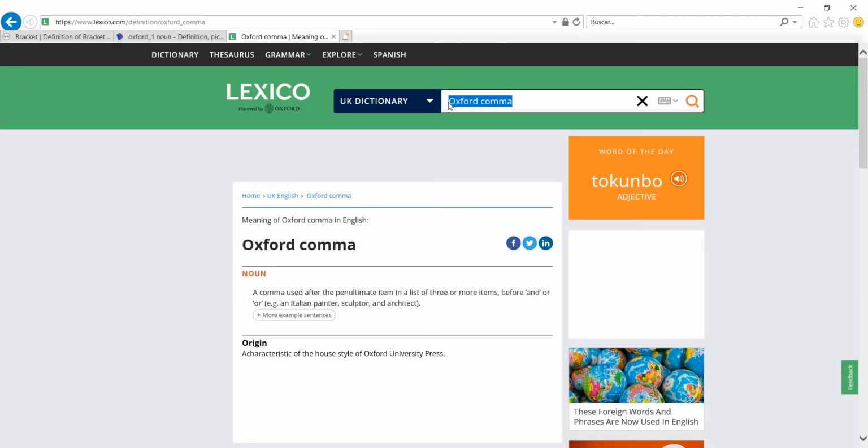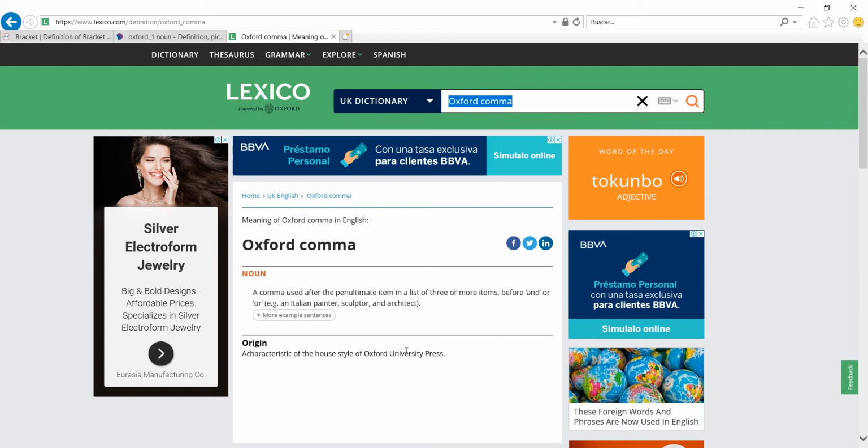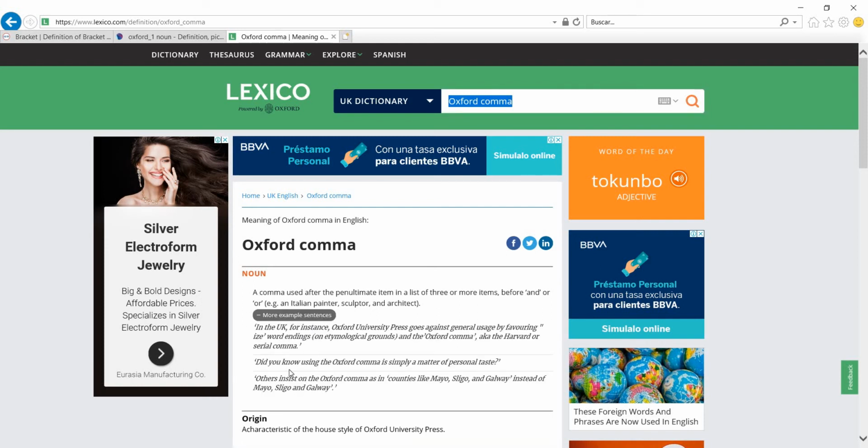But what I want to say is that this is a comma that we use before "and" or "or," and it is characteristic of Oxford University Press, though I should say that from my experience, you don't see it that often in British English, but it is certain to appear in American English, right? So, here's the example. When you say counties like "Mayo, Sligo, and Galway," this comma here to introduce the last element tells you that Sligo, I assume, but I don't know, is different from Galway. So it's not just a unit, right?